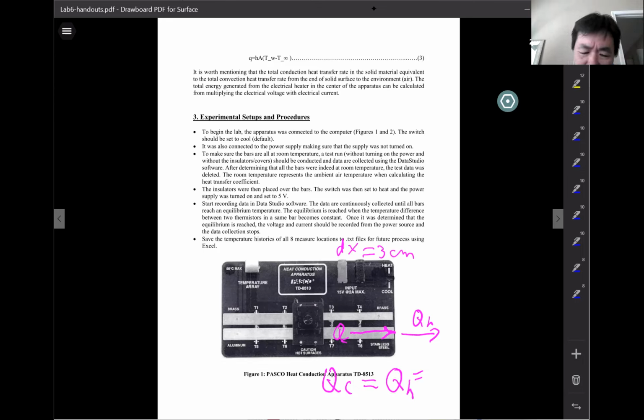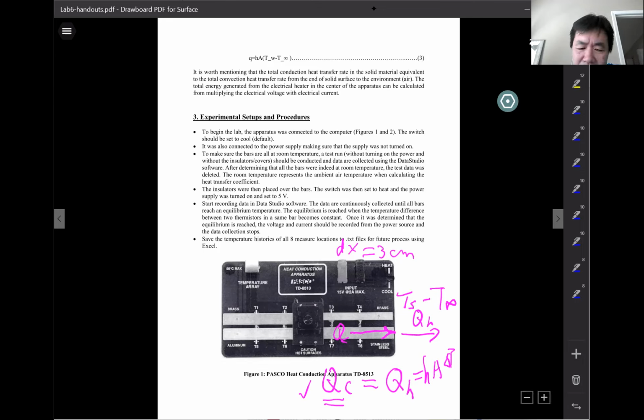Okay, so based on equation 3, the conduction you already measured, you have the value. Convection is hA delta T, which is the T surface, at the end of the bar, minus T infinite. Okay, T infinite is room temperature. I think it's also on the data sheet. Okay, it's about 75 degrees.